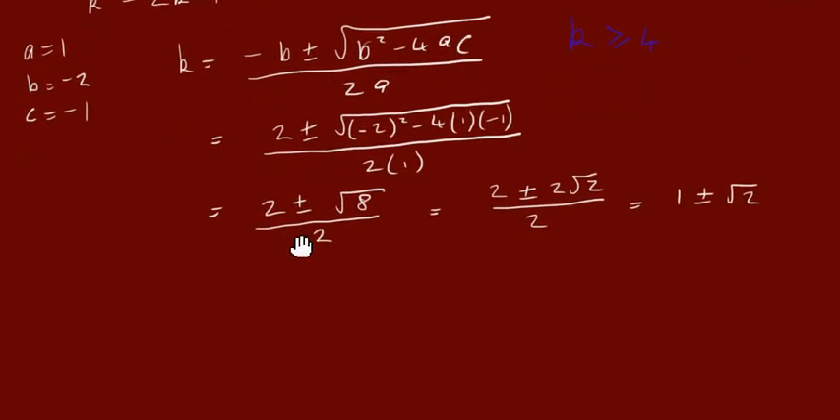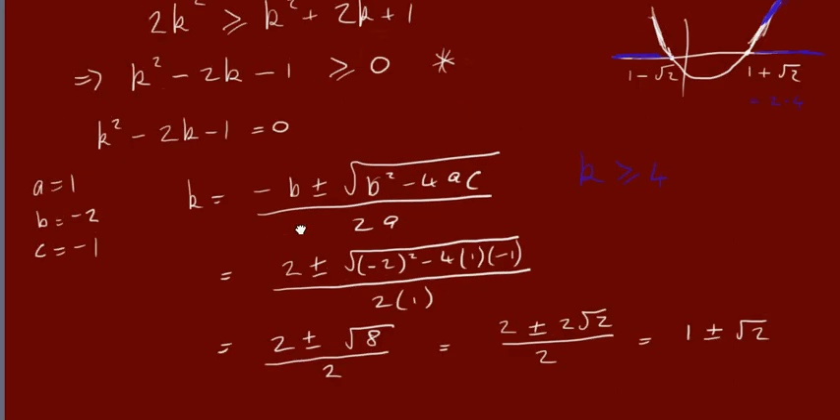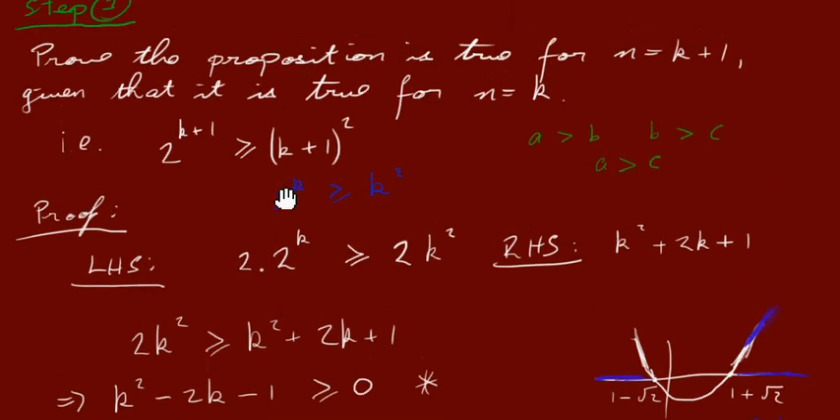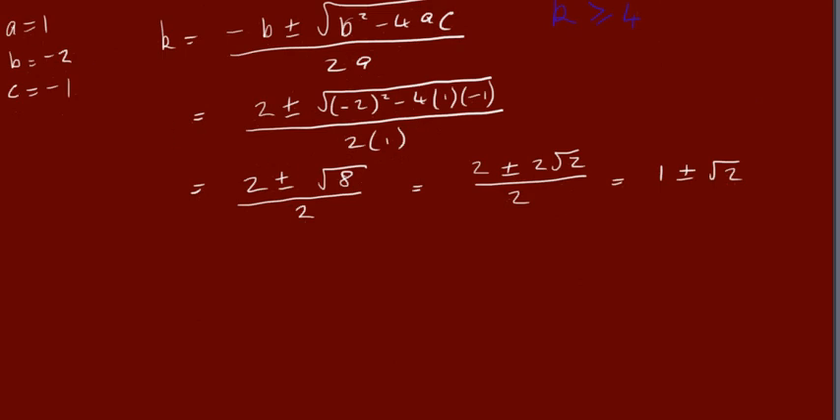We assumed that the proposition was true for n is equal to k, and we've just proven that it's true for k plus 1 as well. So what I'm going to do now is have a look at step 4. I'm just going to write out step 4 here, which is just the final step. It's really just making the statements here.